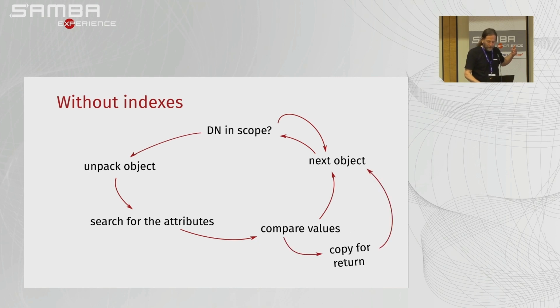You can have shortcuts where if it's not in scope, you can skip that object. But you also have to do some copying, which is quite a lot of work. So it's a slow thing if you don't have an index.